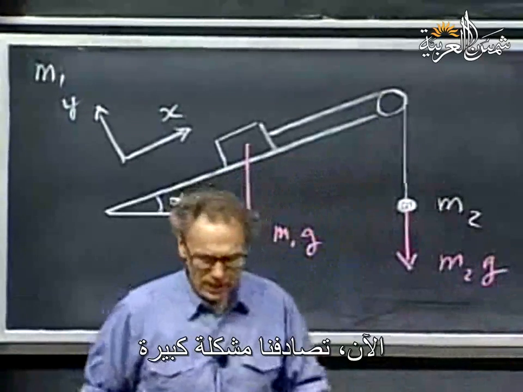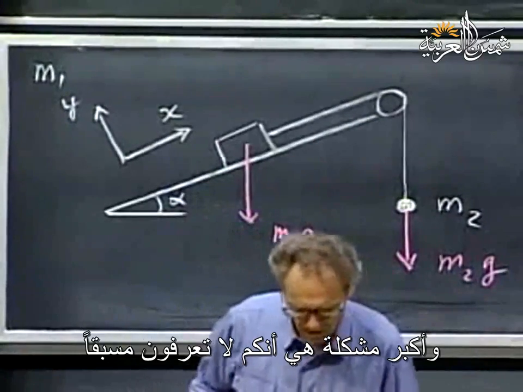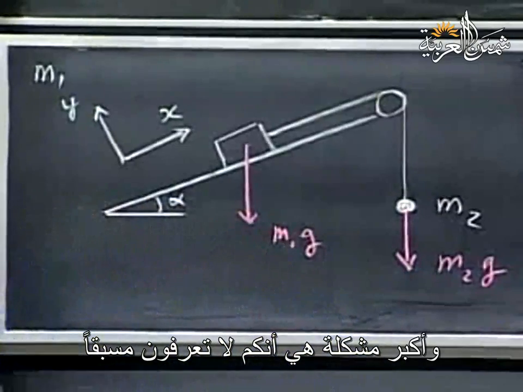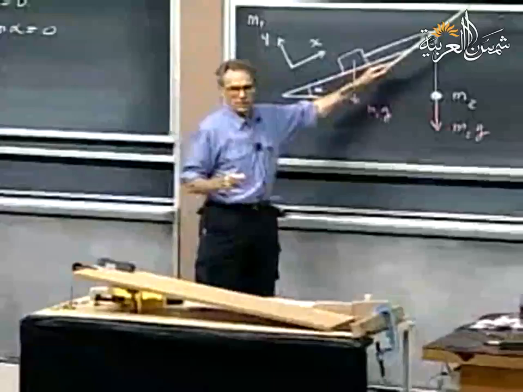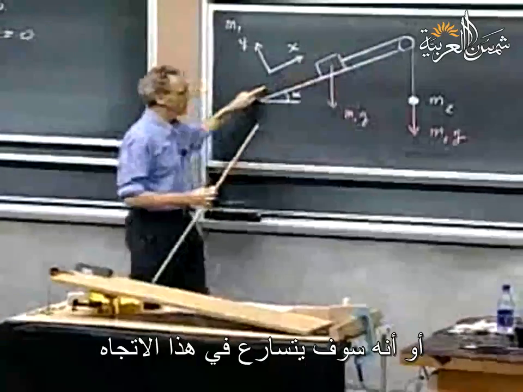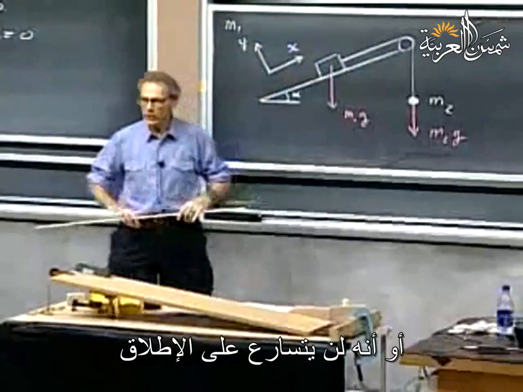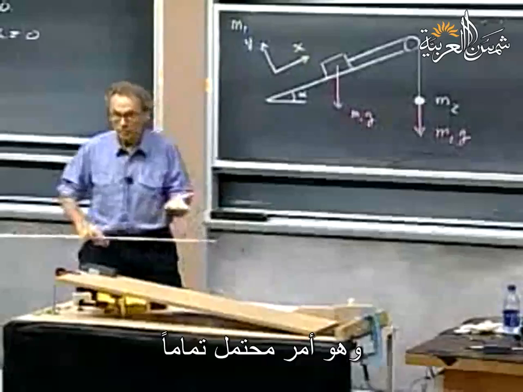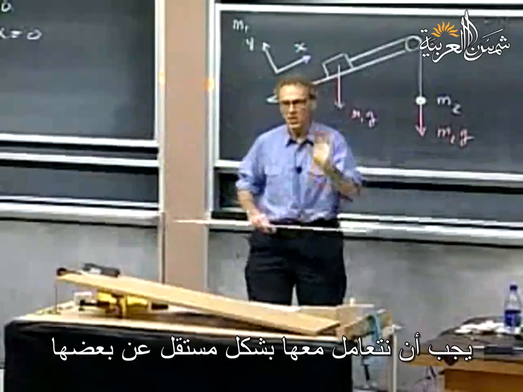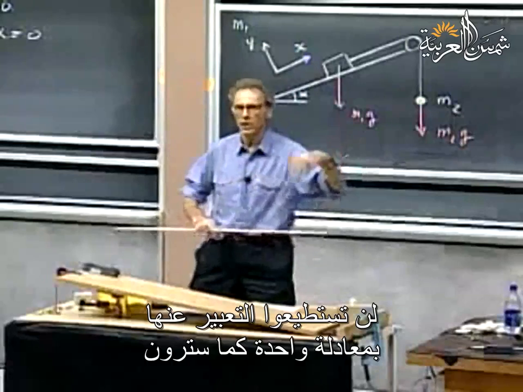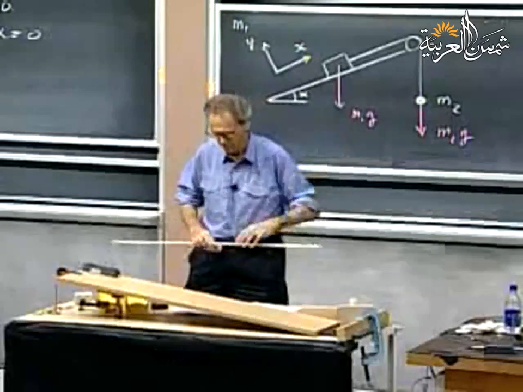And now comes a major problem. The biggest problem is that you do not know in advance whether this system will start to accelerate in this direction, or whether it will start to accelerate in this direction, or whether it will not accelerate at all. This is quite possible. And all these 3 cases, as you will see, have to be dealt with independently. You cannot do it with one equation, as you will see.